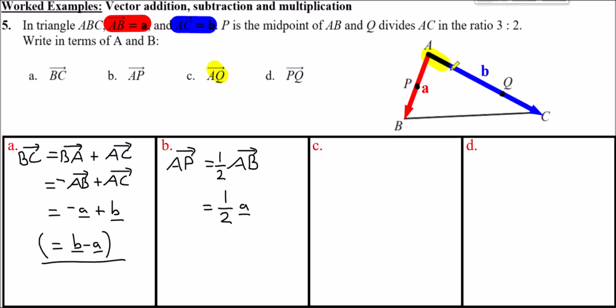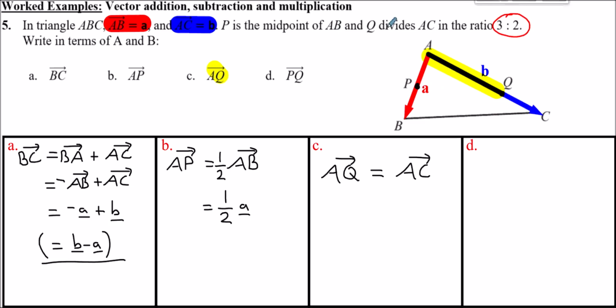From A to Q, we're going along the road from A to C. So again, it's very similar to part B. So from A to Q, we're going along the road which takes us from A to C, but we're not going the full way. So rather than going all the way from A to C, it's just going to be a fraction of AC. Now this is where this information comes in very handy.